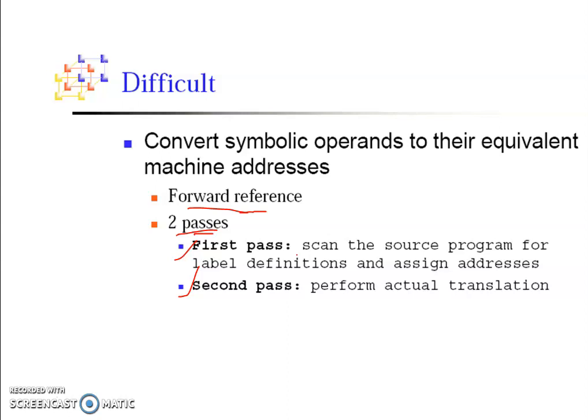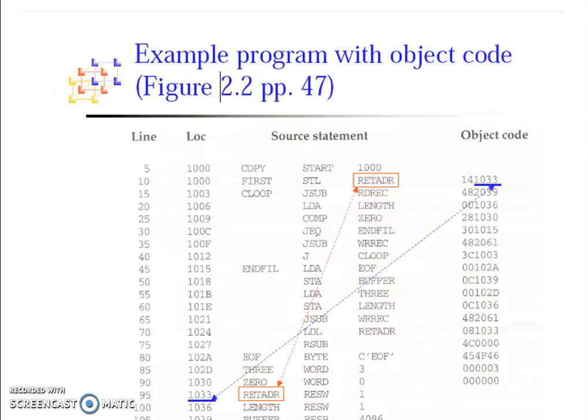In pass 1, there will be some labels or symbols used in the program. Those labels will be assigned some address value in pass 1. And in pass 2, the actual translation, that is to the machine equivalent, the source program will be translated. The translation process will be done in the second pass.